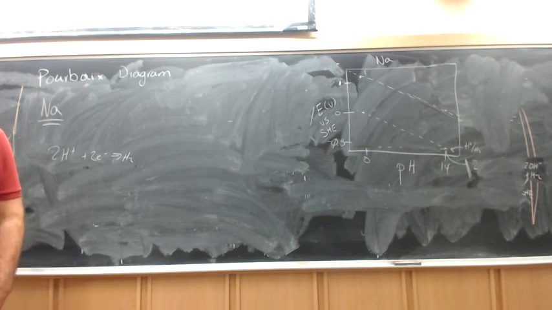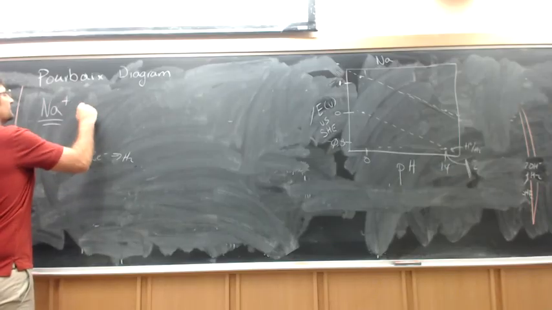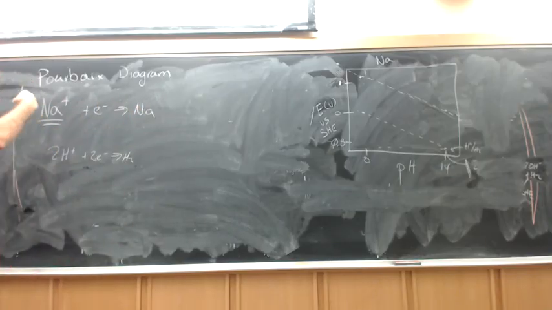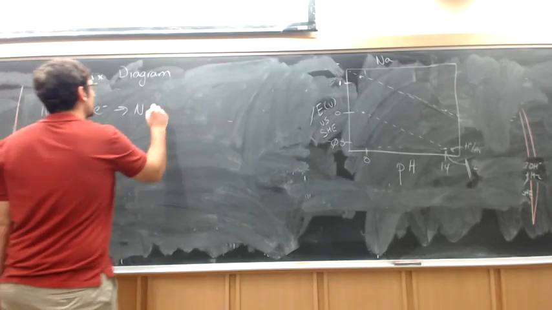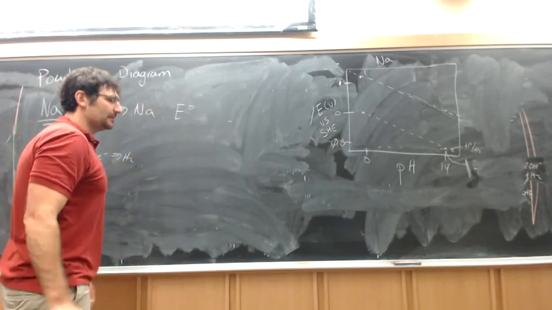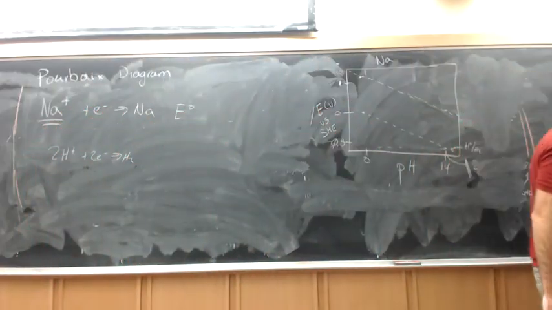What's that? It loses electrons. So if I want to write that as a reduction reaction, it's going this way, but written as a reduction reaction, it's sodium cation plus an electron goes to sodium solid, or metal. And what's E naught for this? Do you think it's going to be negative, positive? What does your chemical intuition tell you?